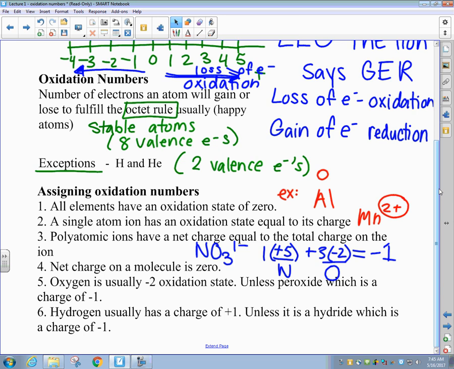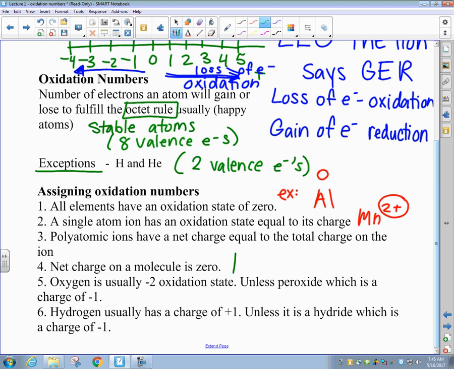Let's take a look at rule number 4, which is net charge on a molecule. Anytime you have a molecule, the net charge is going to be equal to 0. So if we had water, for example, because there is no charge up here, no positive or negative sign, that means that the overall charge is 0. It is a neutral molecule. Rule number 5 talks about oxygen.